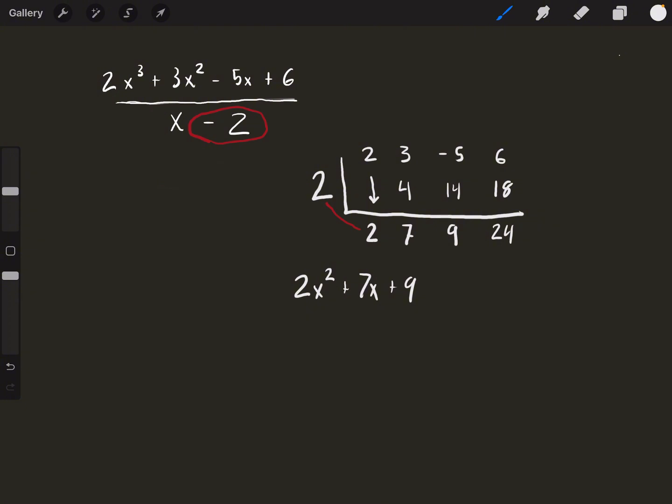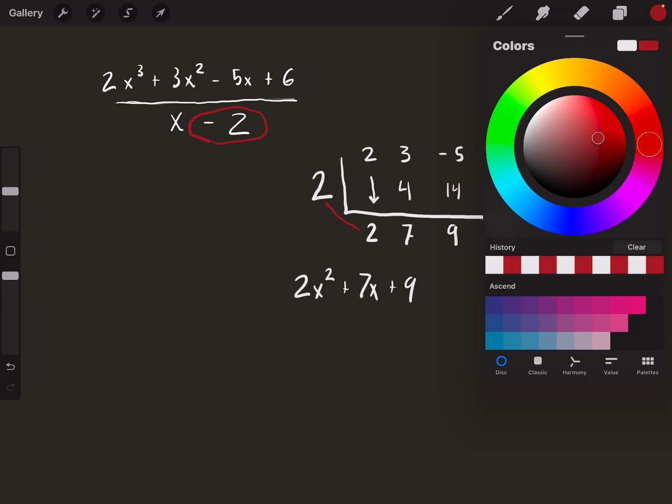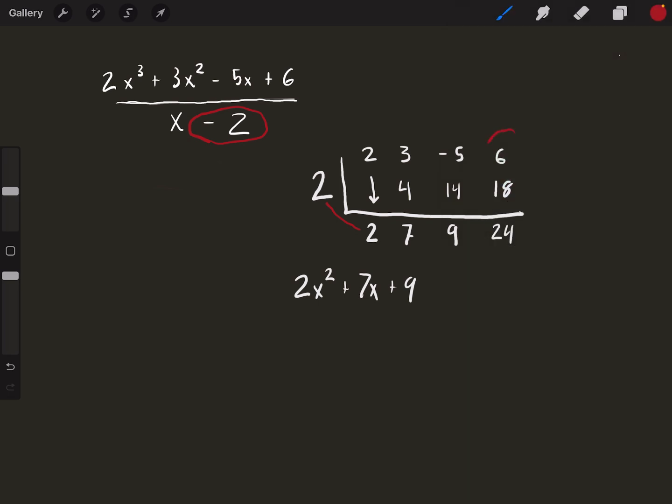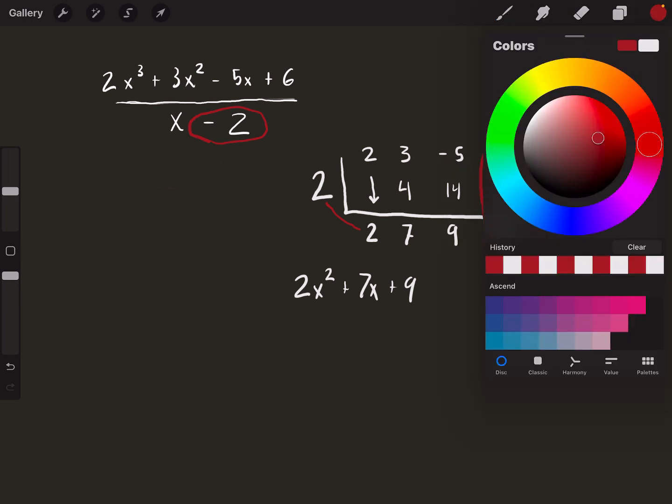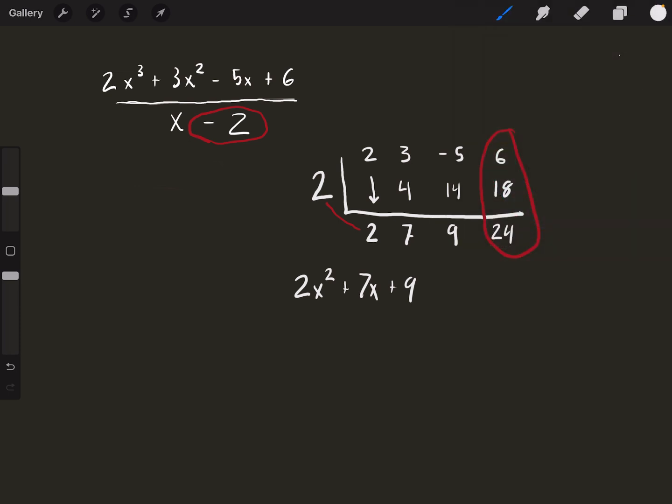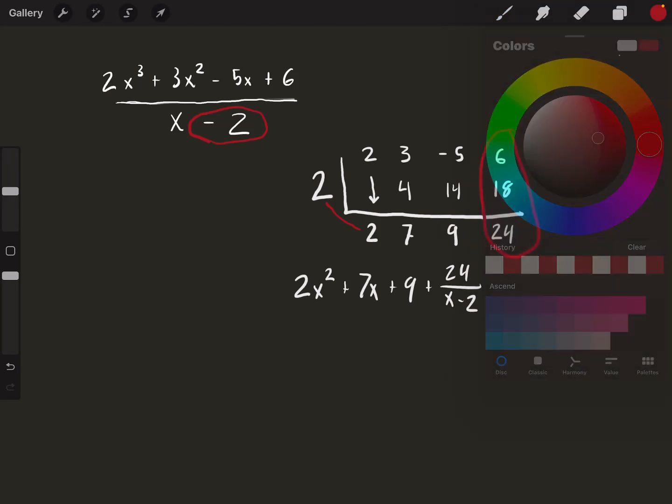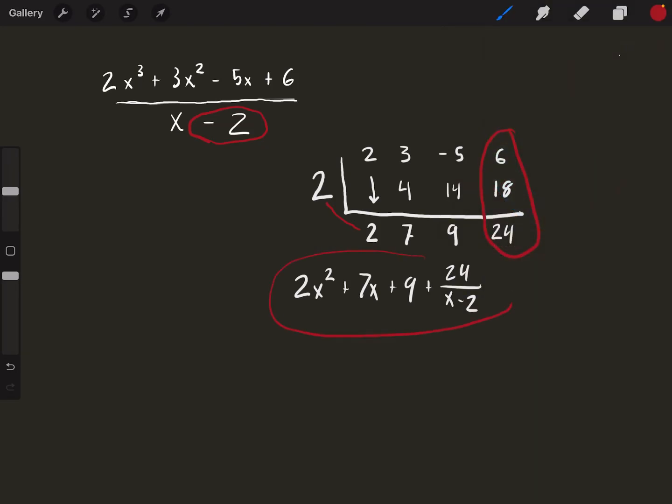And so now what do we do with this 24? Well, this last row here will always be our remainder. So yes, the remainder is written like so. We'll go plus 24 over our denominator. And in this case, the denominator is x minus 2. So this is our final solution.